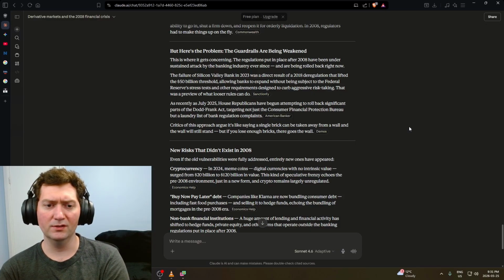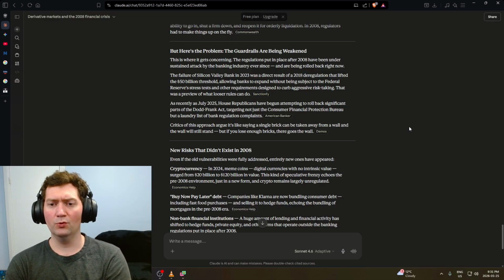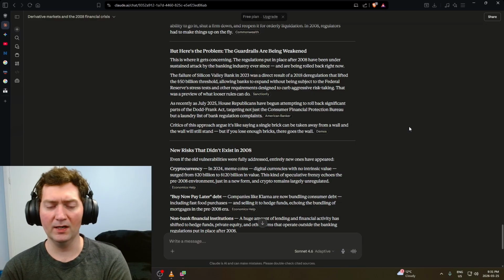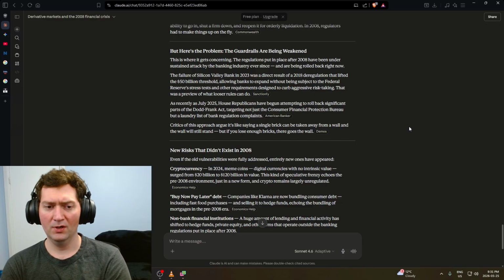As recently as July 2025, House Republicans have begun attempting to roll back significant parts of the Dodd-Frank Act, targeting not just the Consumer Financial Protection Bureau, but a laundry list of bank regulation complaints.